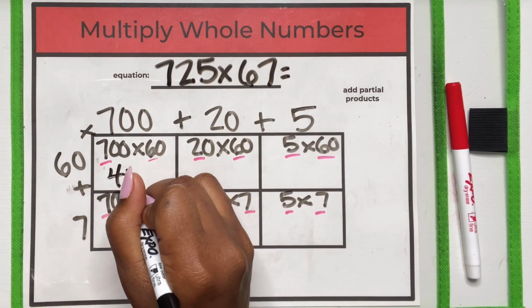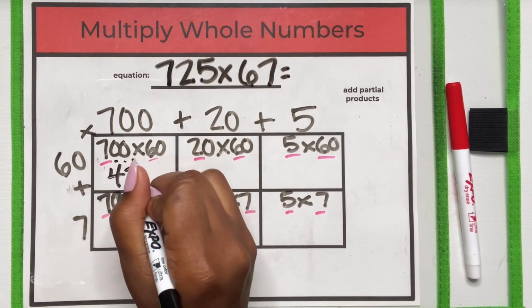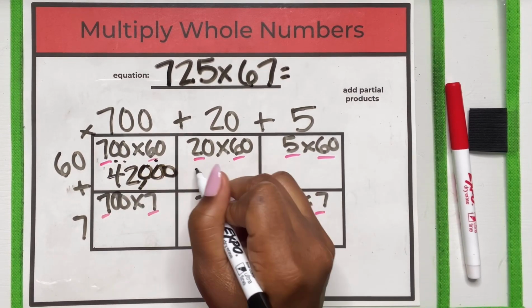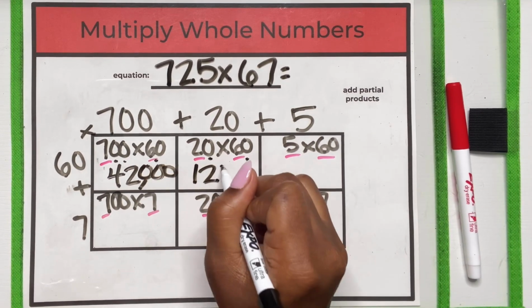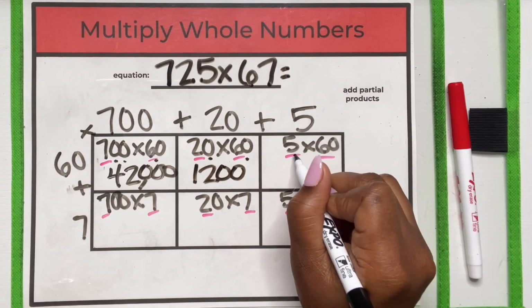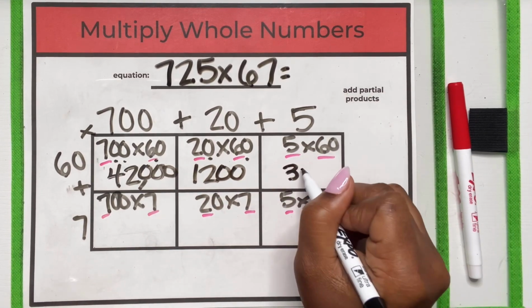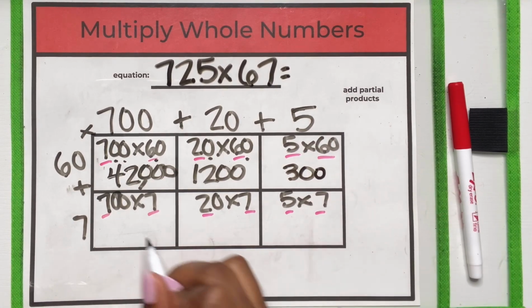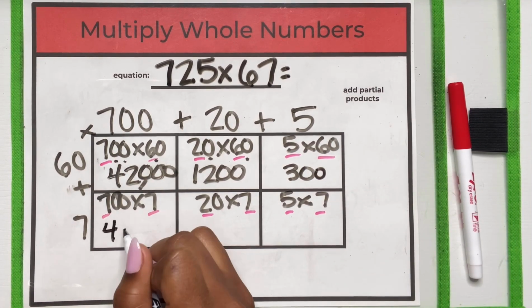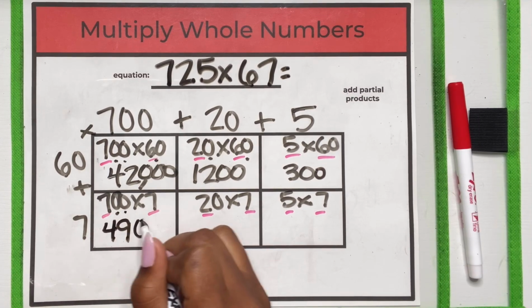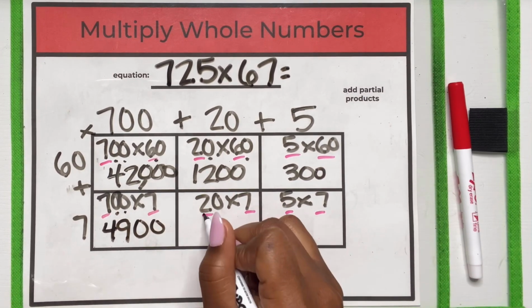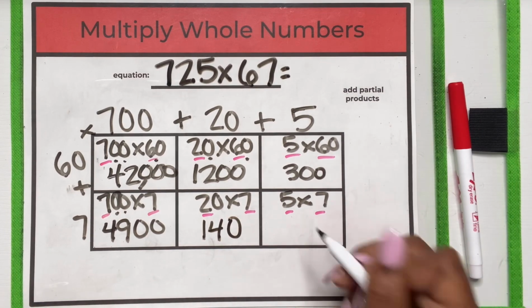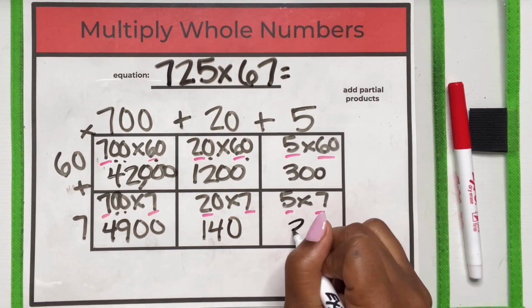7 times 6 is 42. I'm going to add 1, 2, 3 zeros. 2 times 6 is 12. 2 zeros. 5 times 6 is 30. Add a 0. 7 times 7 is 49. 2 zeros. 2 times 7 is 14. Add a 0. And 5 times 7 is 35.